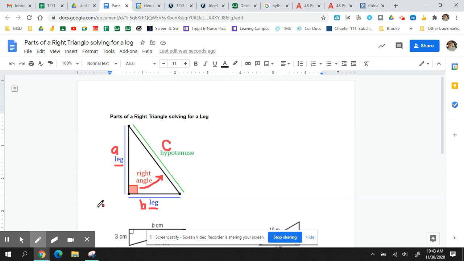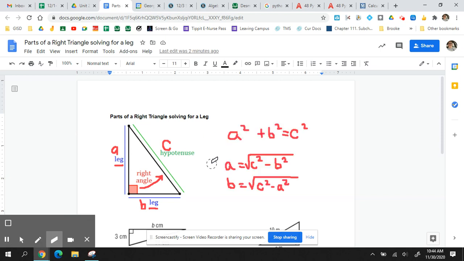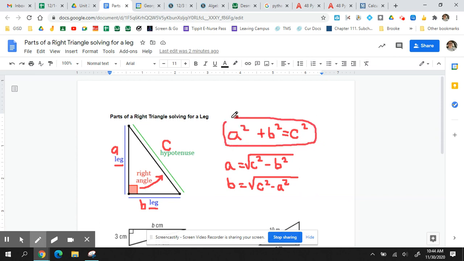Okay, let me write down your formula. Alrighty, so I went ahead and wrote down your main Pythagorean theorem equation, the a squared plus b squared equals c squared. This is what you would see on a formula sheet. So if we are solving for a leg of the triangle, whether it be a or b, it doesn't matter which one, okay? If you notice, we are actually going to be using the subtraction symbol in our square root today. It is really important that you use the subtraction.